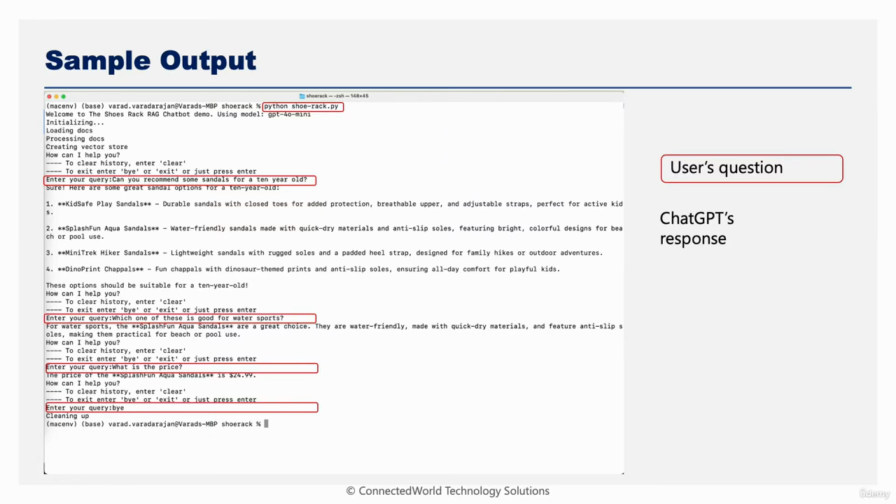Here is a sample interaction with the chatbot. The questions asked by the user are in the red boxes. Notice how the user begins by asking questions about what shoes to buy for his 10-year-old. And notice how ChatGPT handles the conversation and provides specific recommendations for the customer. In this case, shoes that are good for water sports.